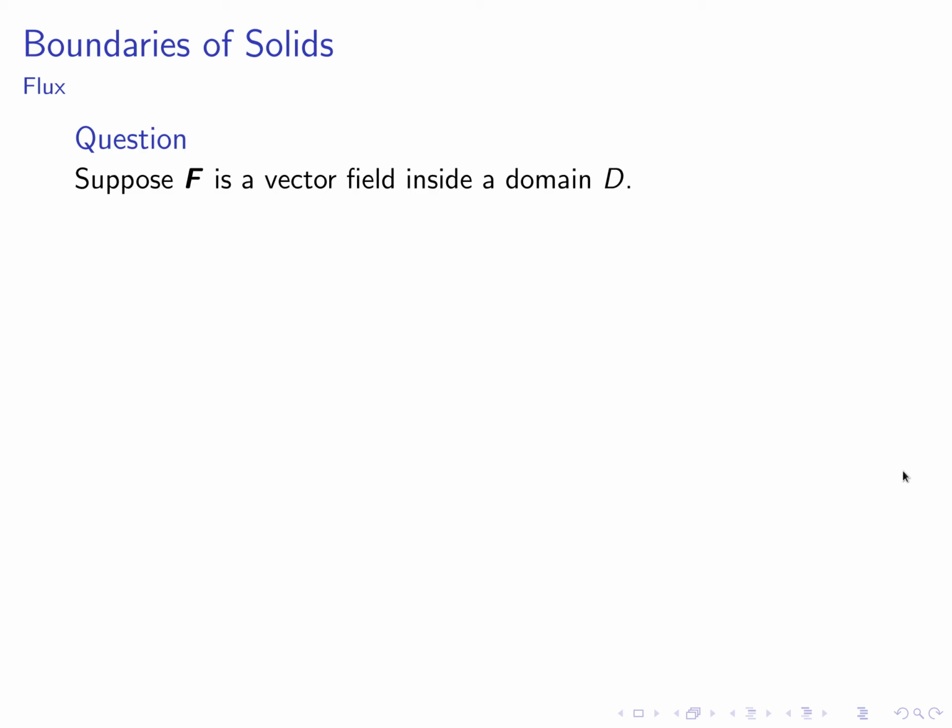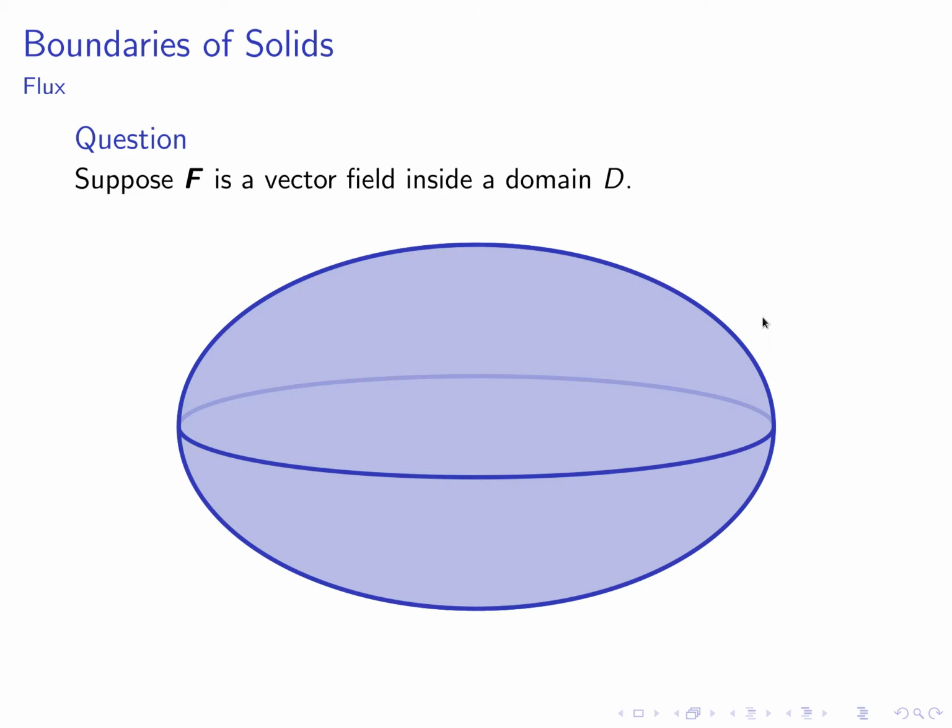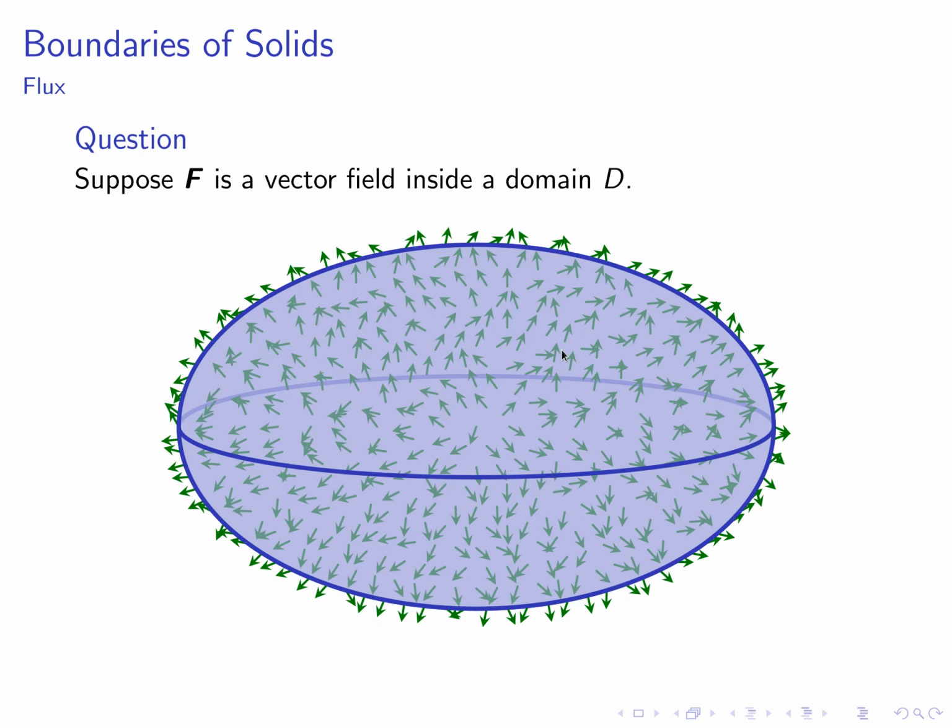So the question we'd like to present now will have context given as follows. Let's say that we have a vector field F inside of a three-dimensional domain D. So let's say the domain we're working with consists of this outside surface and everything inside of it. Well, let's say now that we have a vector field inside of this three-dimensional domain. So at every point inside of this three-dimensional domain, we have a vector prescribed by a vector field.